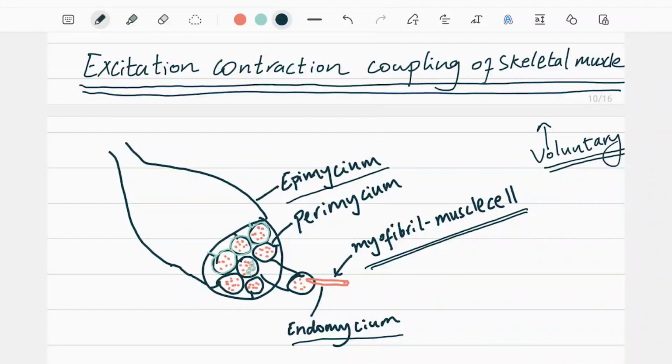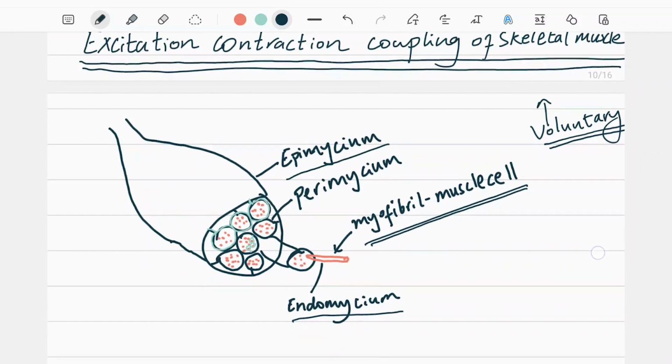Into excitation-contraction coupling of the skeletal muscle. So what is excitation-contraction coupling? It's how your skeletal muscle, meaning the voluntary muscles of your body, work. If you didn't know, you have three types of muscles: skeletal muscle, cardiac muscle, and smooth muscle. Out of these three, only your skeletal muscle is voluntary. That means you can move it at will, consciously.